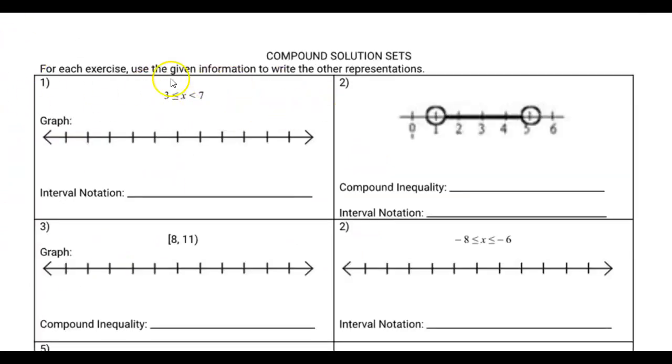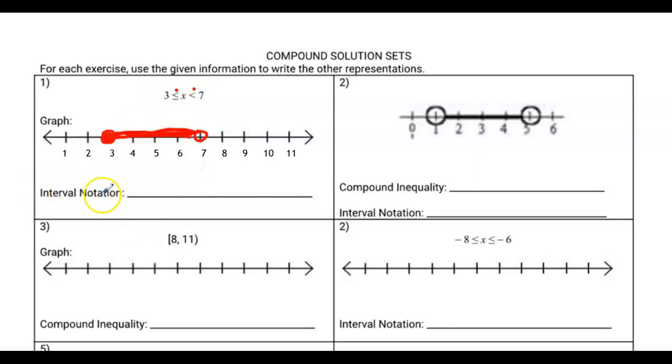Go through these one at a time. The first one gives you an inequality first. Now you have to translate that inequality into a graph and an interval notation. Pause the video and try this one out, and then come back to see if you get it right. Do the graph first. This means closed circle, so we're going to put a closed circle at 3. This means open circle, so we're going to put an open circle at 7. X is in between those two numbers, so we're going to shade in between.